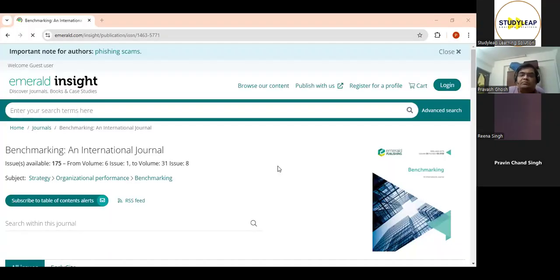Just give me 1 minute. It's an Emerald journal. Let us see. Okay, so now I will share, right? I'm sharing the screen for Emerald. Once I bring multiple screens, now I also get confused actually. So now, can you see my screen?